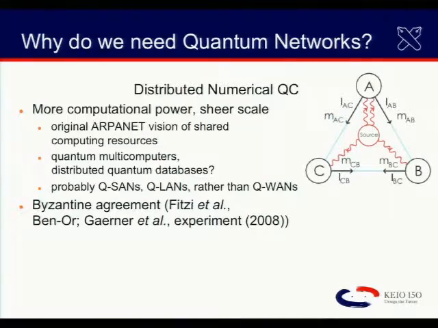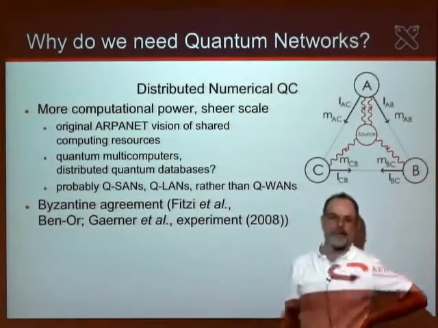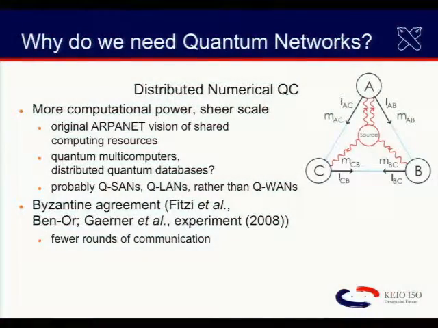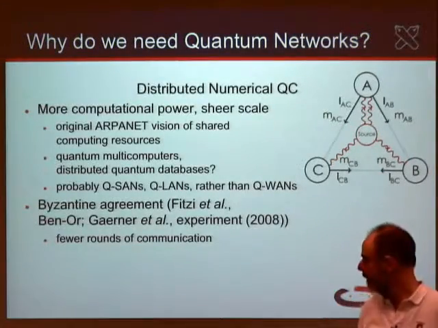For wide area networks, one of the things that might actually be done, a form of numerical computation, is a form of quantum Byzantine agreement, which has been developed in theory, and in fact was demonstrated experimentally a few years ago as well. The goal of something like that is to accomplish a task in fewer rounds of communication in the quantum sense than can be done classically. Okay.